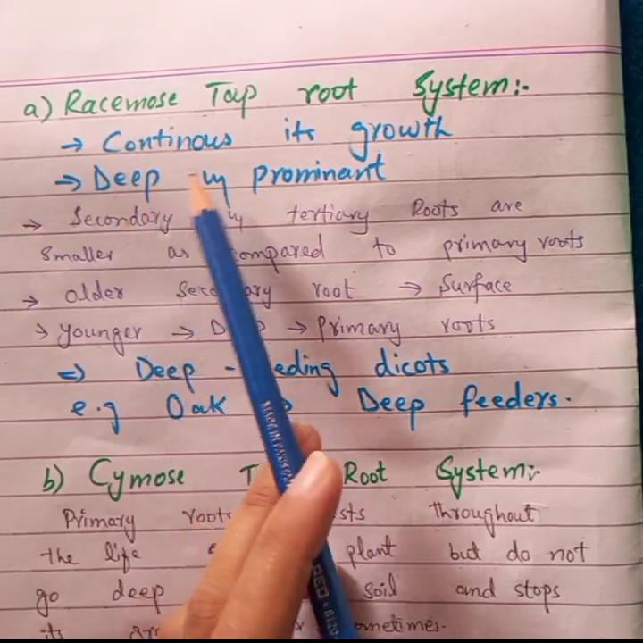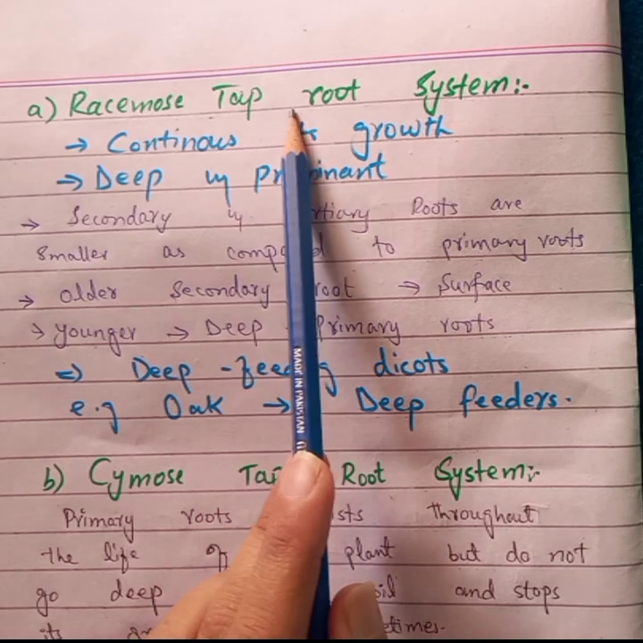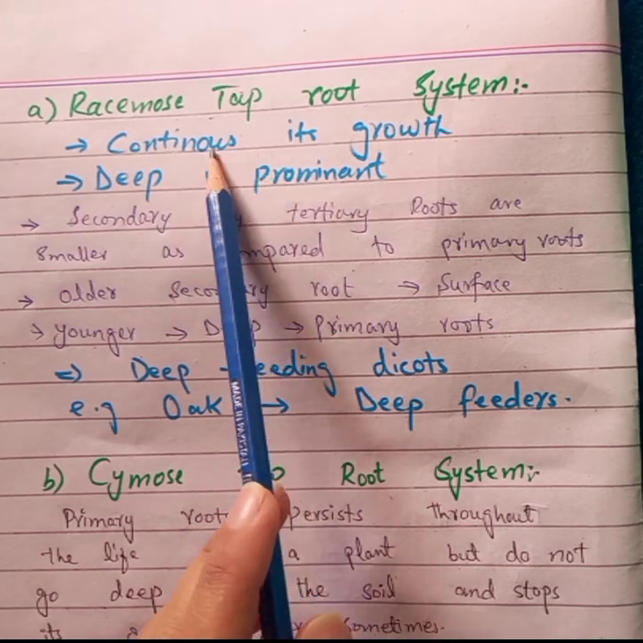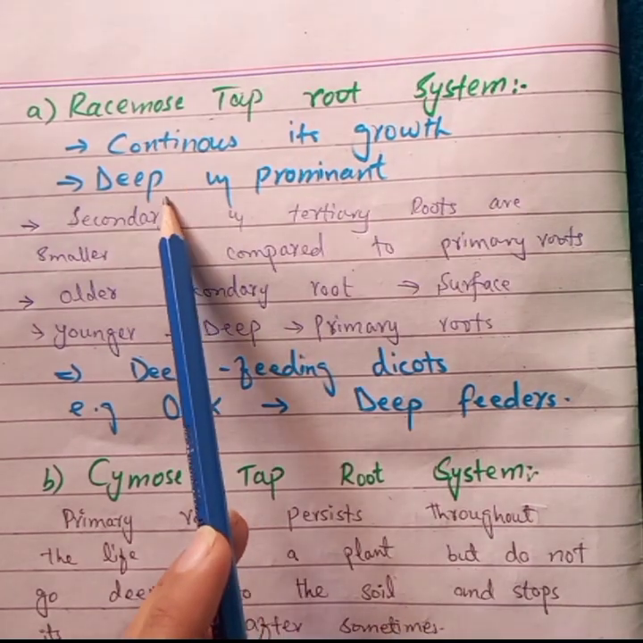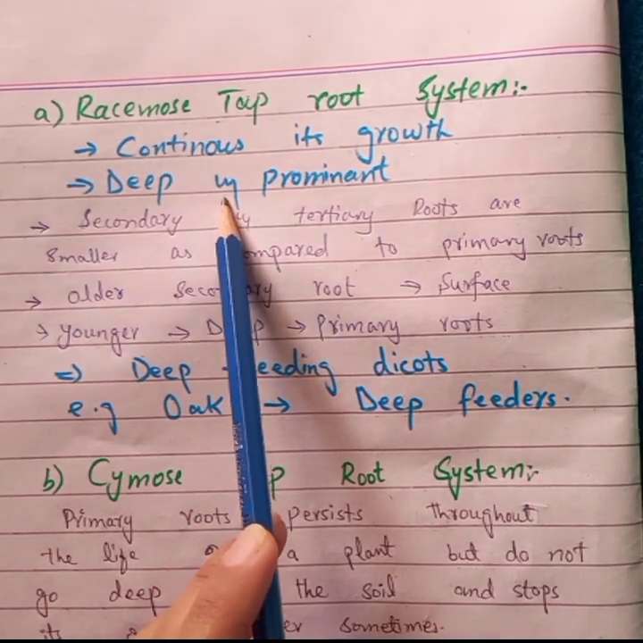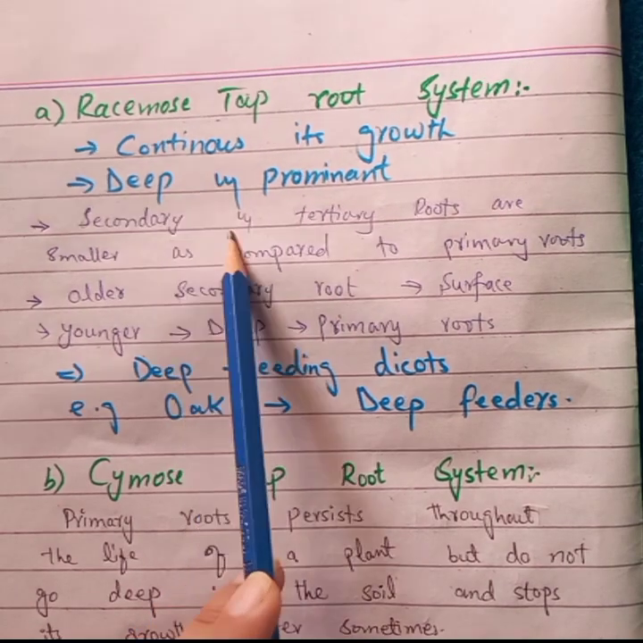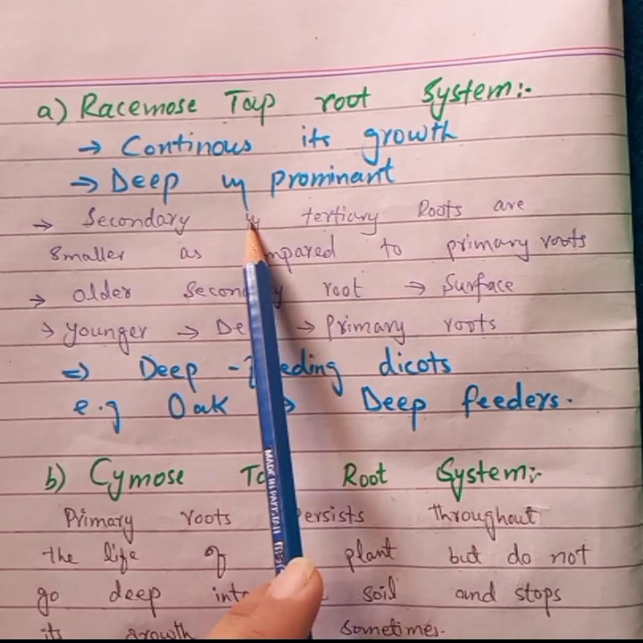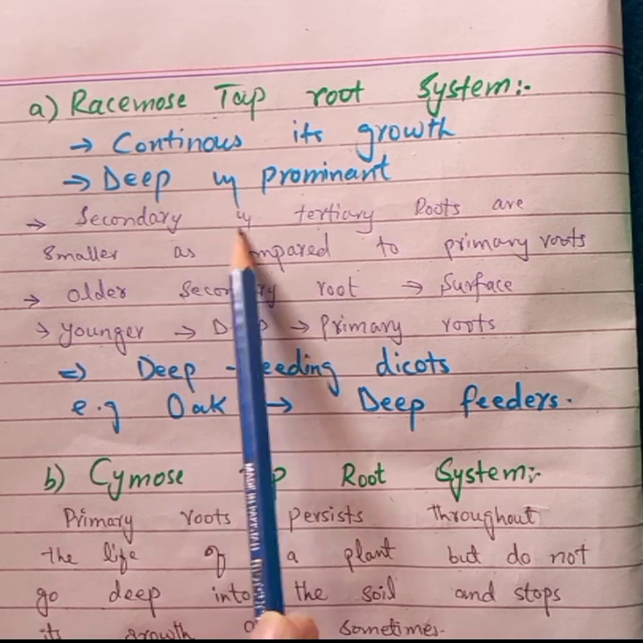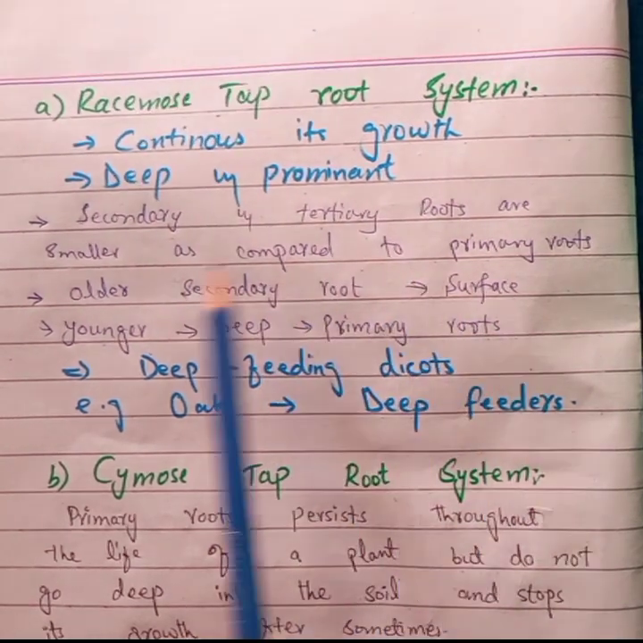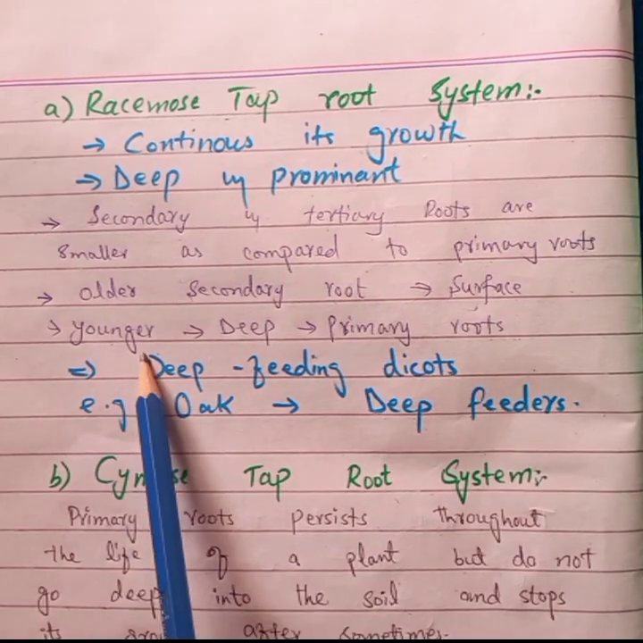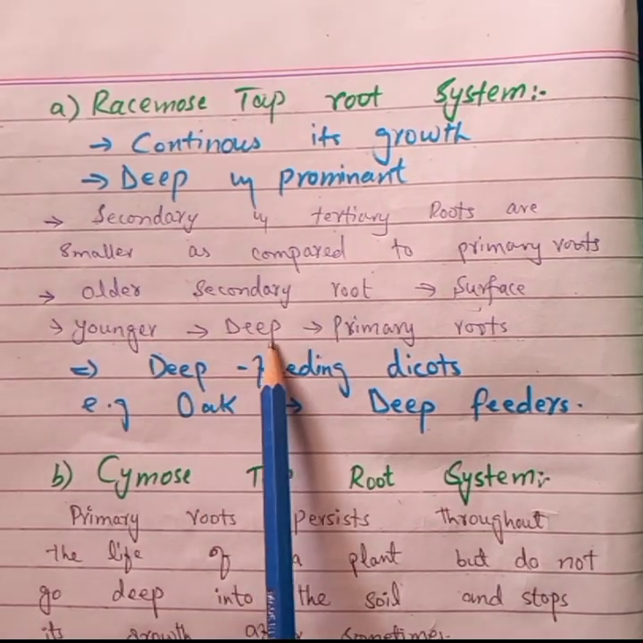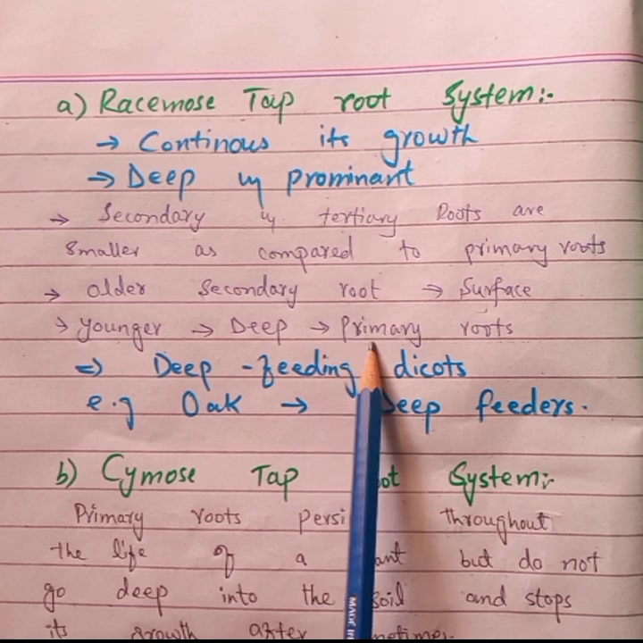The first one is racemose taproot system. Now, what is racemose taproot system? In this kind of taproot system, the roots continue their growth. They do not stop their growth, and they go deep in the soil, and these roots are prominent, right? So the secondary and tertiary roots that arise from the primary root, in the racemose taproot system, will be smaller as compared to the primary roots, and the older secondary roots are near the surface of the soil, while the younger secondary roots go deep inside the soil and are near the primary roots.